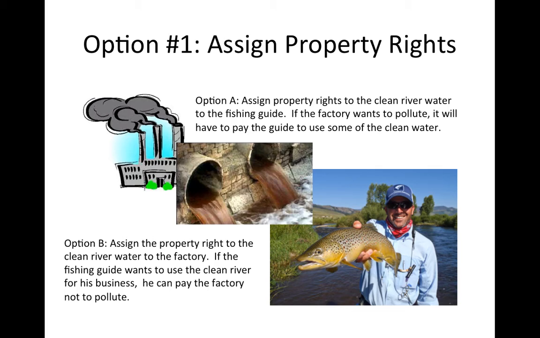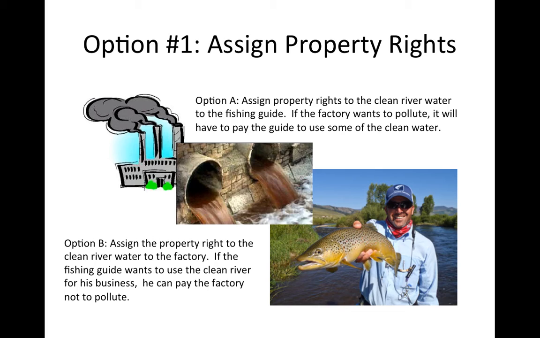A second option is to assign the property right to the river to the factory. In this case, if the fishing guide wants to use the clean river for his business, he can pay the factory not to pollute. As long as the amount he has to pay the factory is less than his cost of moving downstream, he will be willing to pay for the right to use the river. In addition, now that the clean river is a source of revenue, the factory has an incentive to keep it clean so that the sale of its use adds to its bottom line.